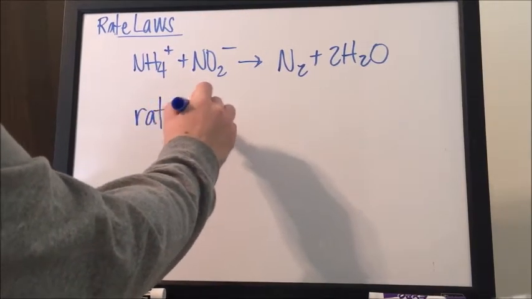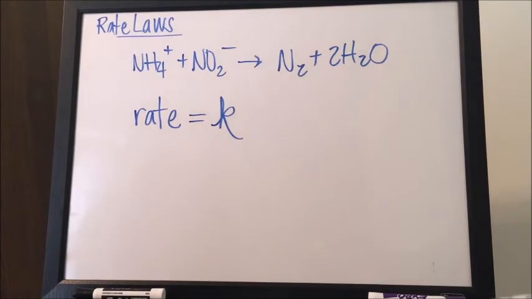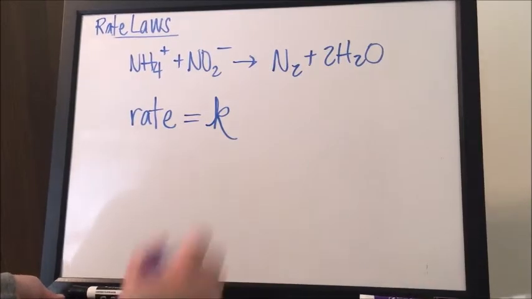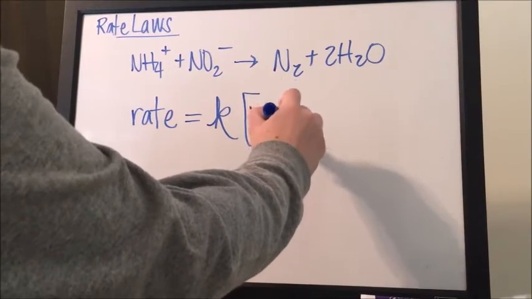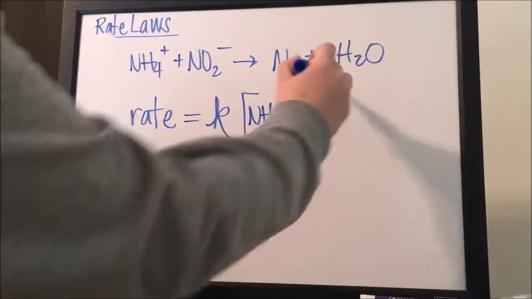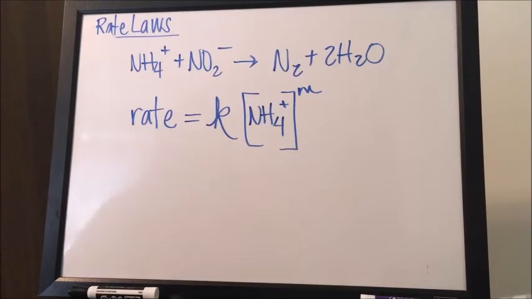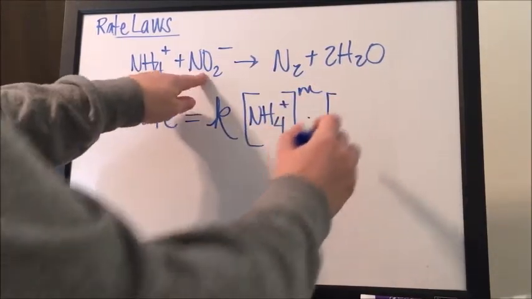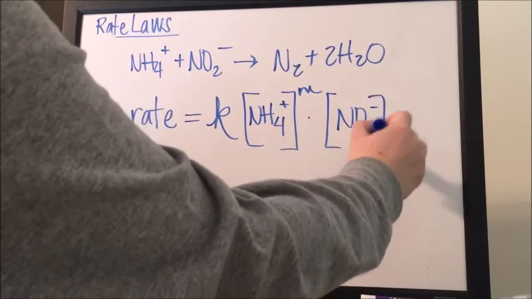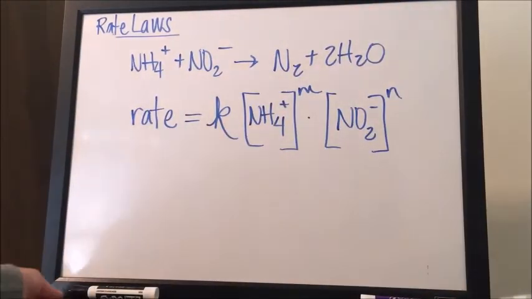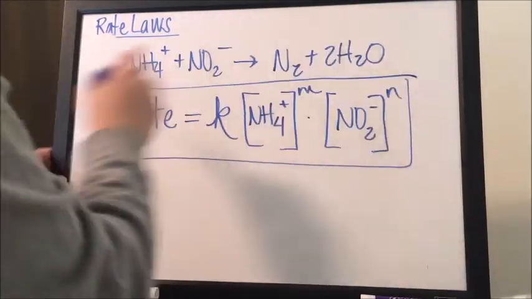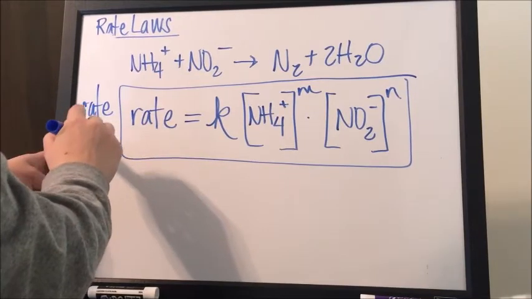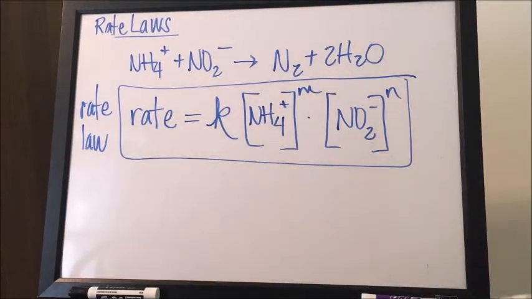Rate equals, remember, don't forget k, who's the rate constant. At this point, I don't know the rate constant, I don't have a number, so we just leave it as k. So this time it's going to be times the concentration of this reactant, NH4 plus, raised to the M, that's just the variable that I use, times the concentration of NO2 minus raised to the N. And that's the rate law. This rate here is called the rate law, and you're going to be writing lots of them in this chapter.